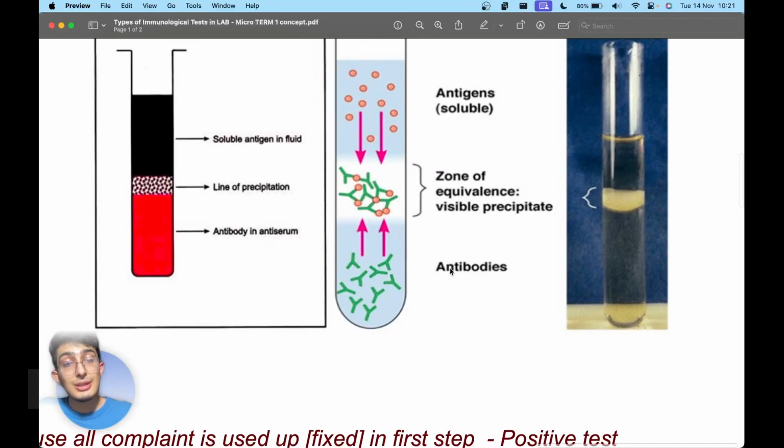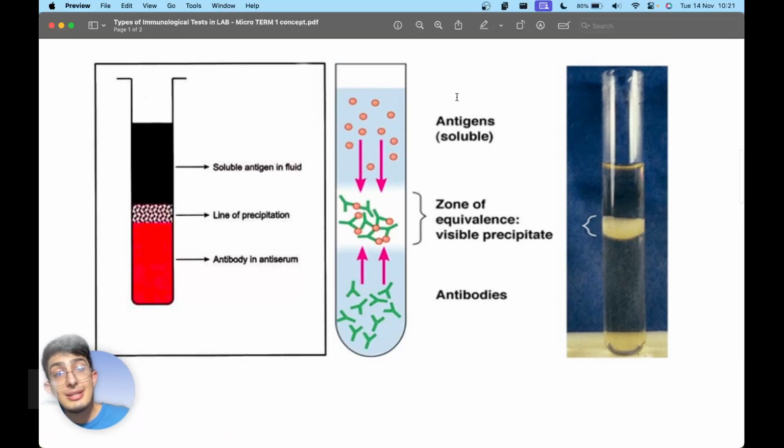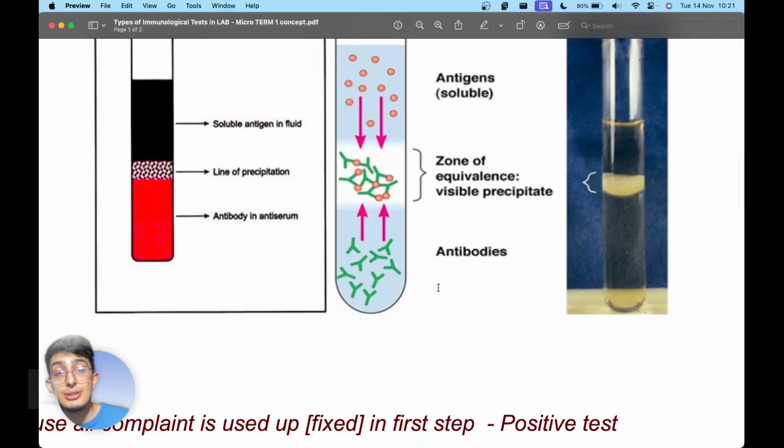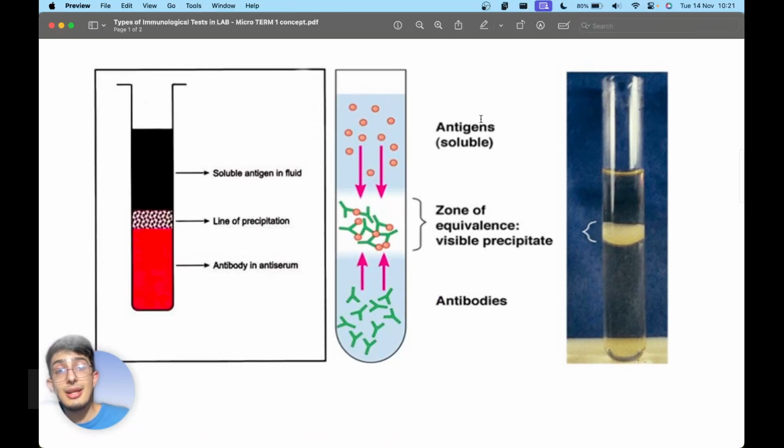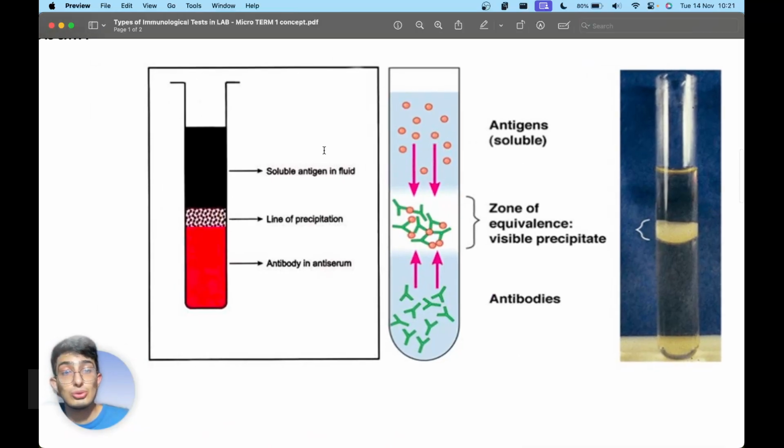And in this zone where antibodies are in excess, the antibodies are there but can't find any antigen. This is known as the pro-zone phenomenon, right? And where the antigens are in excess, they still can't find any antibody, so still no reaction. This is known as the post-zone phenomenon.